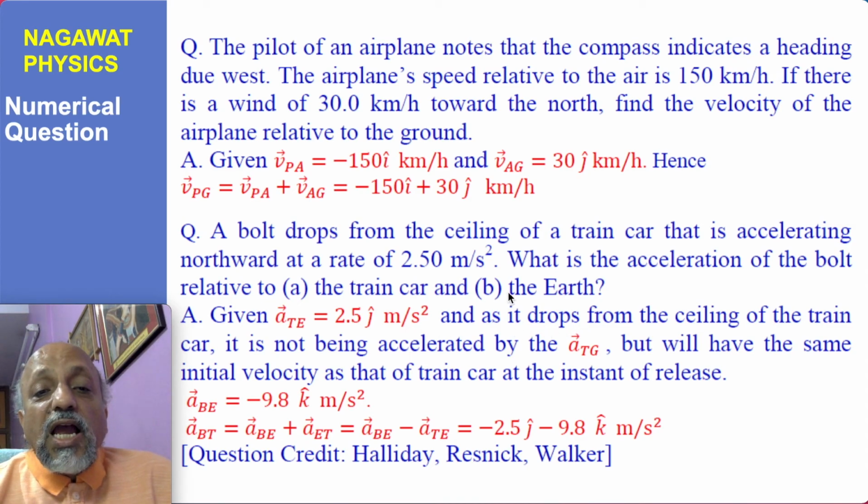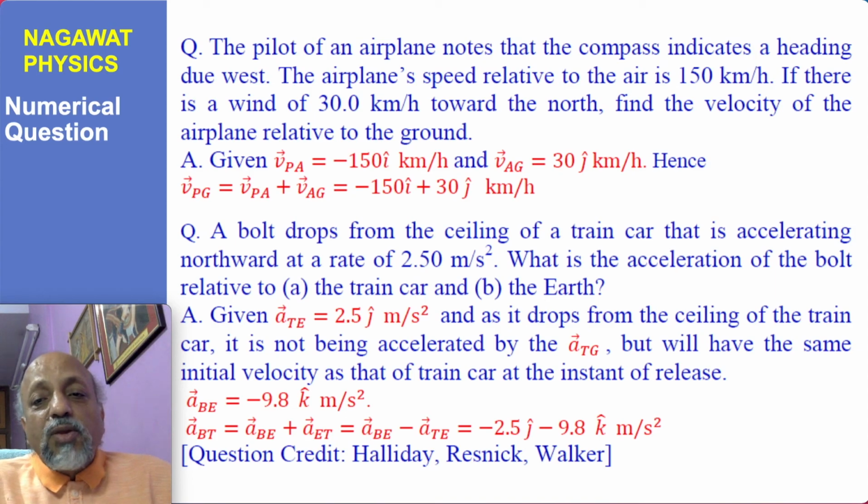And as the bolt drops from the ceiling of the train car, it is not being accelerated by the train just after the drop. It will have the same initial velocity which the train was having at that time. So after the bolt starts to drop from the ceiling, it gets disconnected from the train, and so it does not have the same acceleration as the train, but the bolt starts the journey with the same speed which the train is having in the horizontal direction.